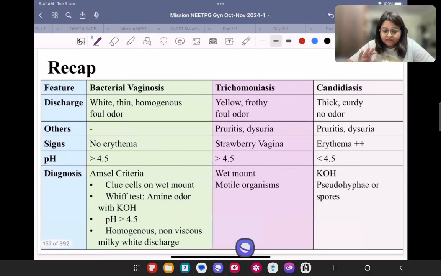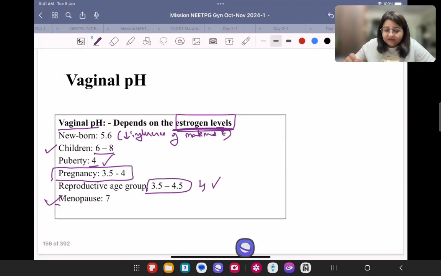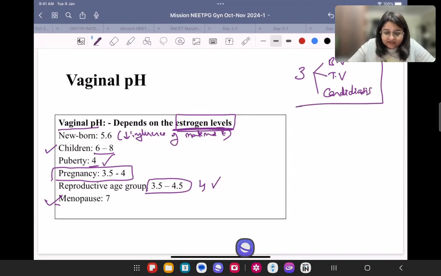Okay. Now, coming to the different types of infections. So there are basically three types of infections in the vagina. One is bacterial vaginosis, one is Trichomonas vaginalis, and one is candidiasis. And a question usually comes from this. It's a very simple topic.